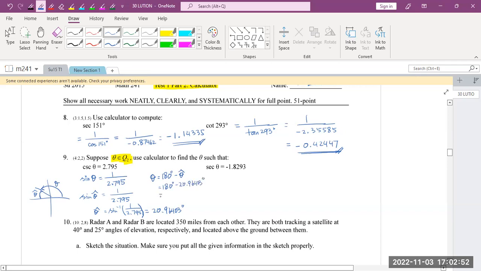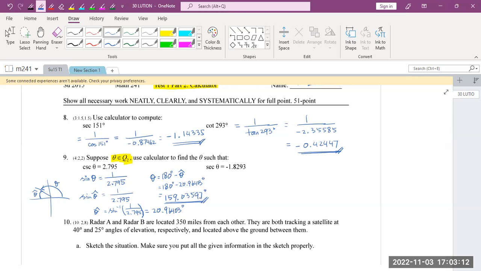20.96403 degrees. That is 159.03597 degrees. Okay. Now remember, when we do inverse sine or inverse cosine, the number we get will be an acute angle. So do not attack right away with the theta. You need to deal with the theta hat.